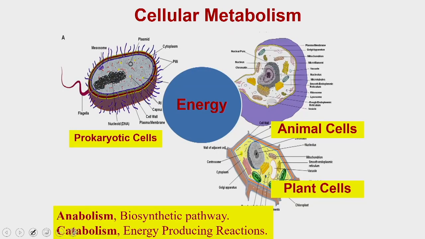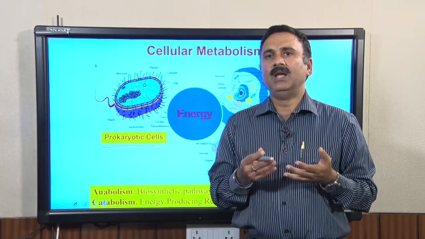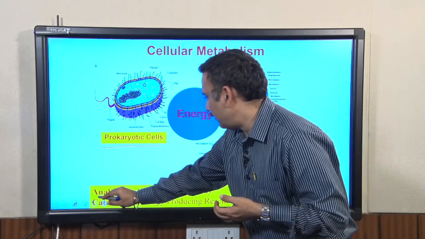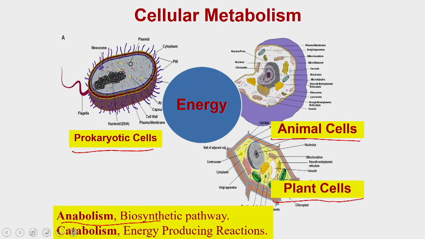We have discussed the prokaryotic cell, the animal cell, and the plant cells, and all these host cells require energy. They require this energy to run various metabolic reactions to drive their life cycle or lifespan, and to divide and grow from one cell to many more cells. There are two different types of metabolic reactions happening in host cells. These are called anabolic reactions and catabolic reactions.